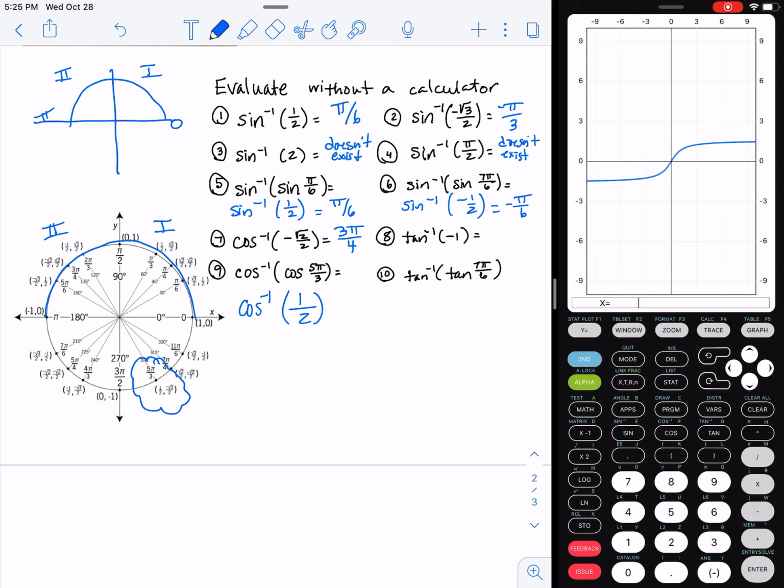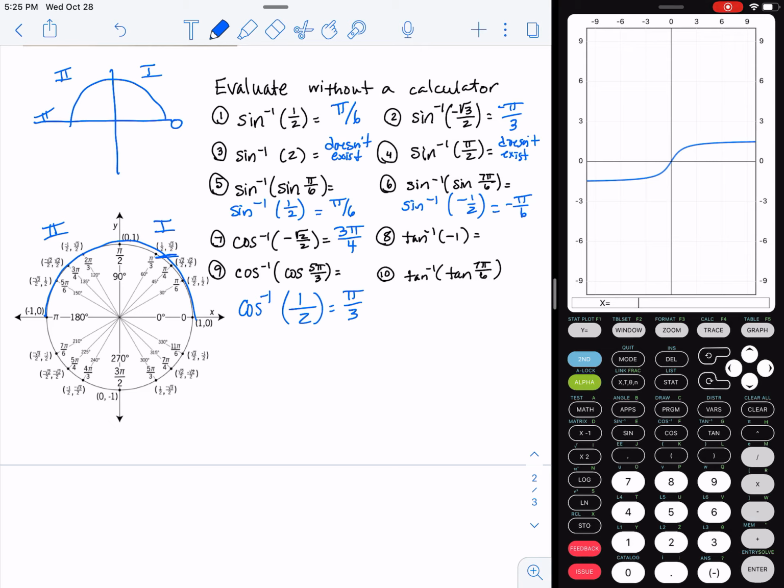So arc cosine, well, I don't need the bubble anymore, so I'll get rid of that. Arc cosine is restricted to quadrants 1 and 2. Where's the cosine positive? Quadrant 1. Where in quadrant 1 is the x value a half? At pi over 3.